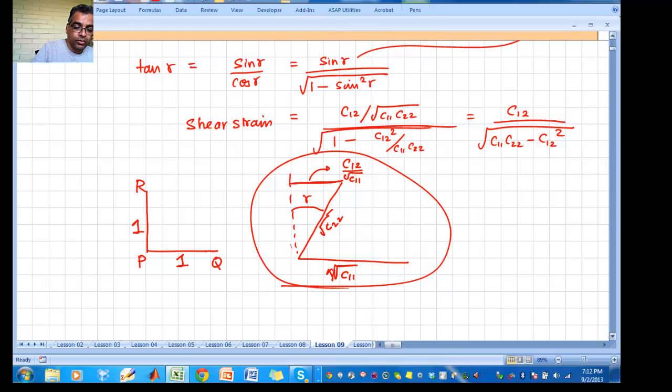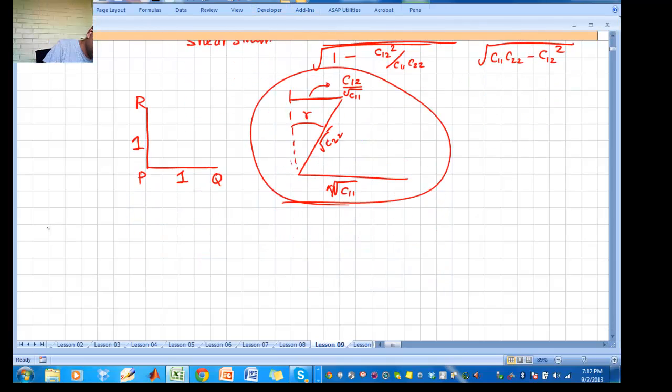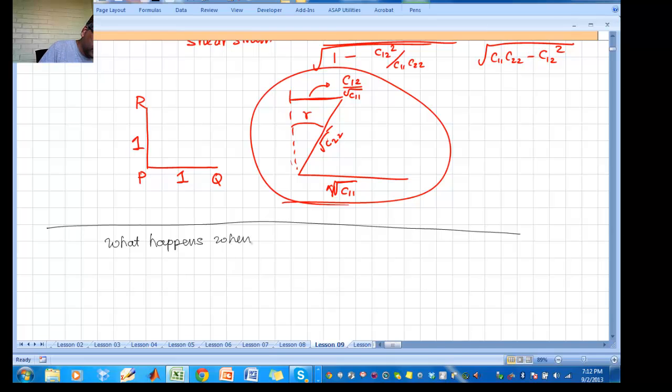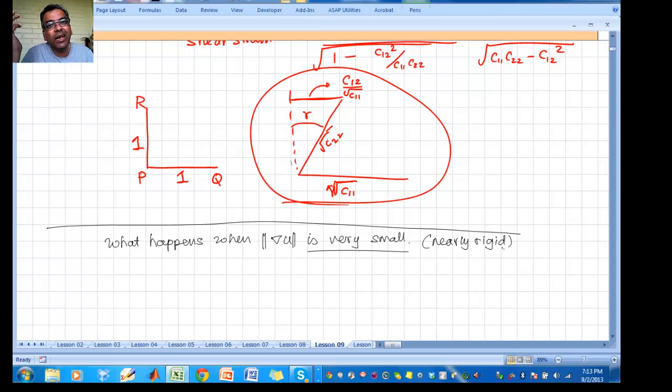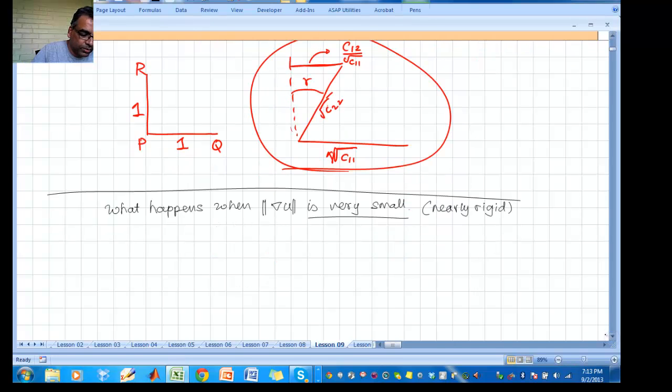Okay, we have one last thing to do. What happens when gradient of u is very small? So specifically we are going to say magnitude of gradient of u is very small. So what do we mean by that? Look, when I'm going to deform something, I'm going to talk about a nearly rigid body. It's a nearly rigid structure. It's not going to rotate. It's going to deform very slightly. So what happens when gradient of u becomes very small?